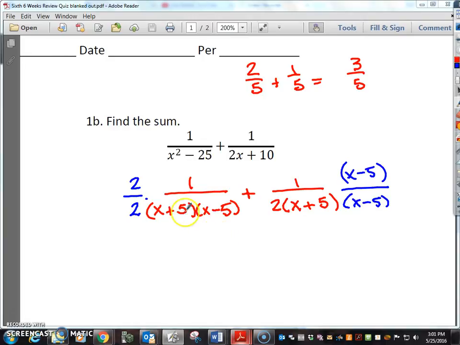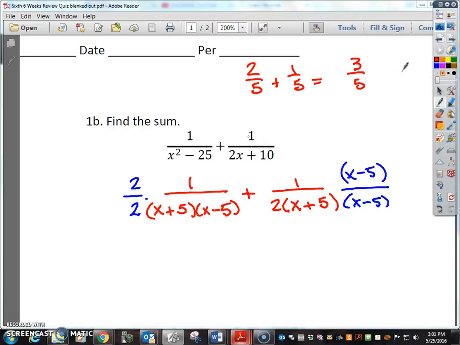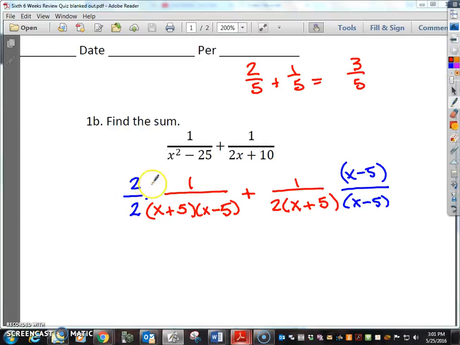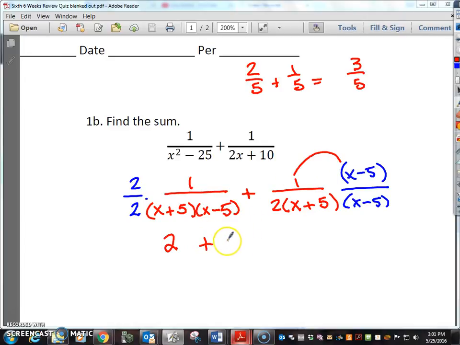So now what is going to happen? I can combine them now. But now I'm going to simplify. 2 times 1 is what? 2. Plus, this is going to be 1 times x minus 5, or 1 times x.